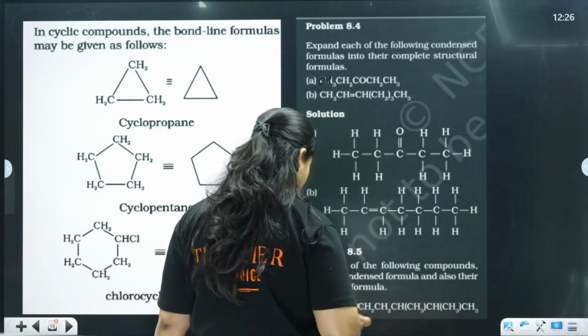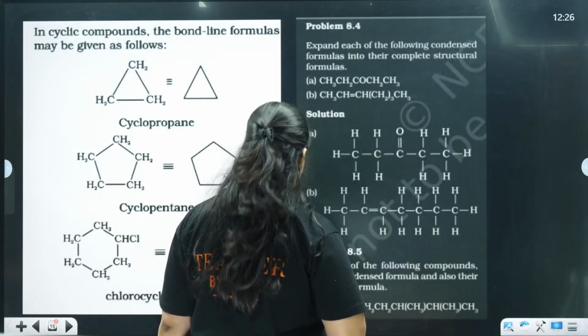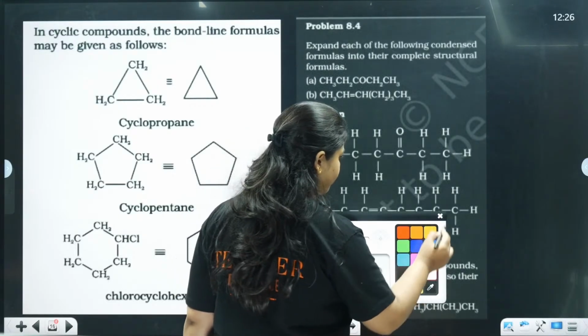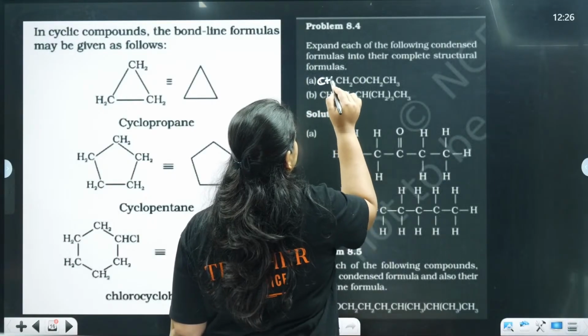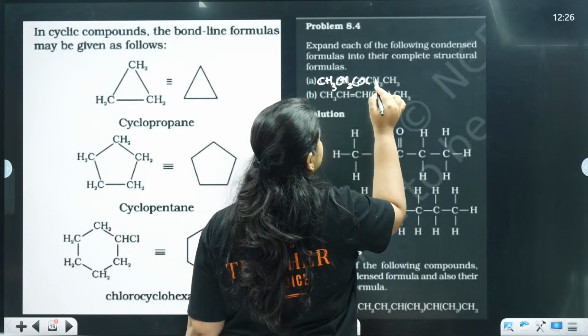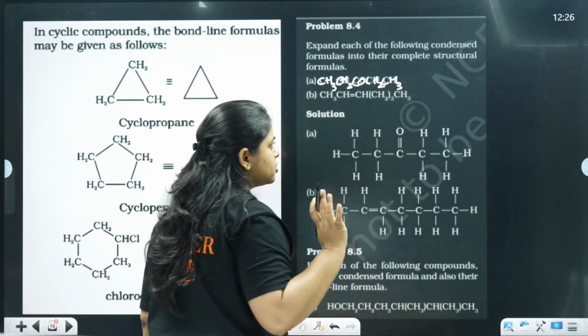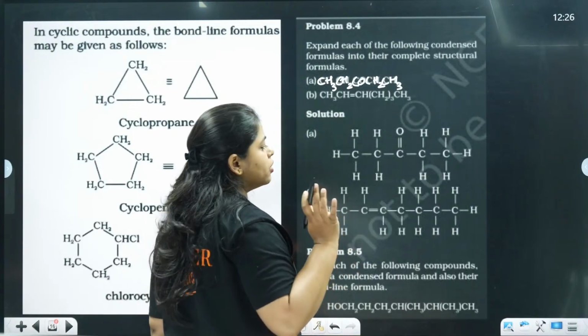CH3, oh no, I think I should write it with the white one. White is needed, one second.